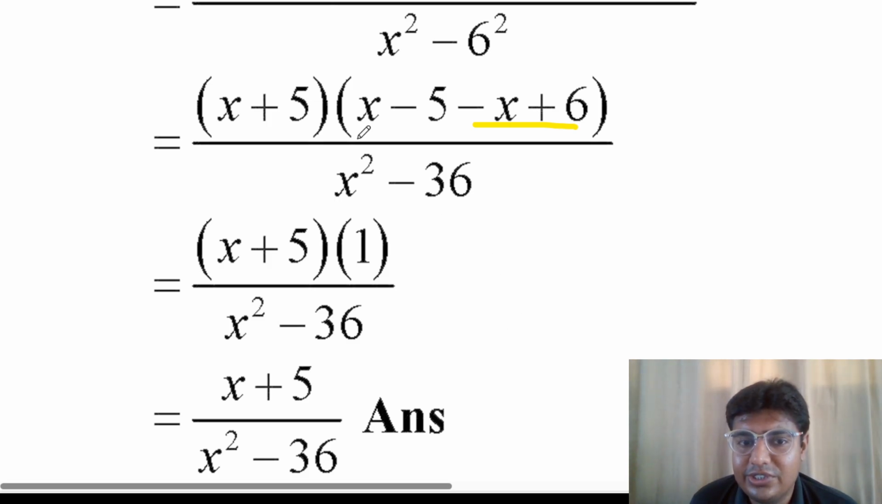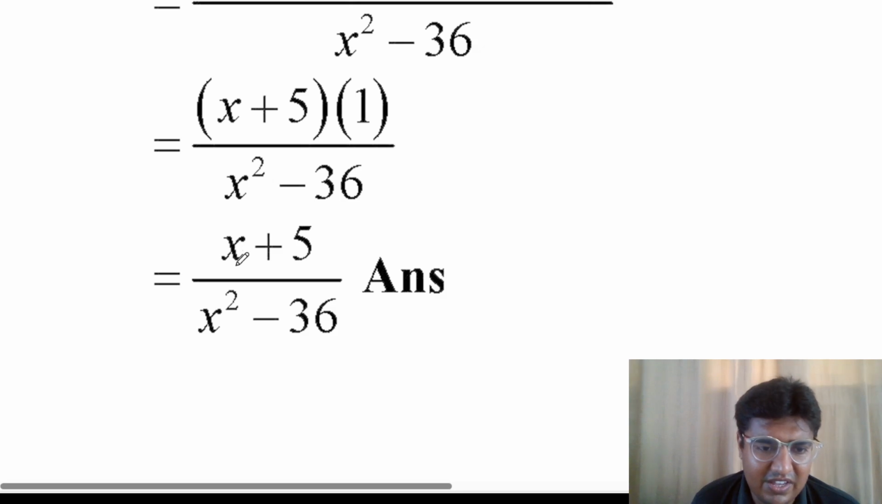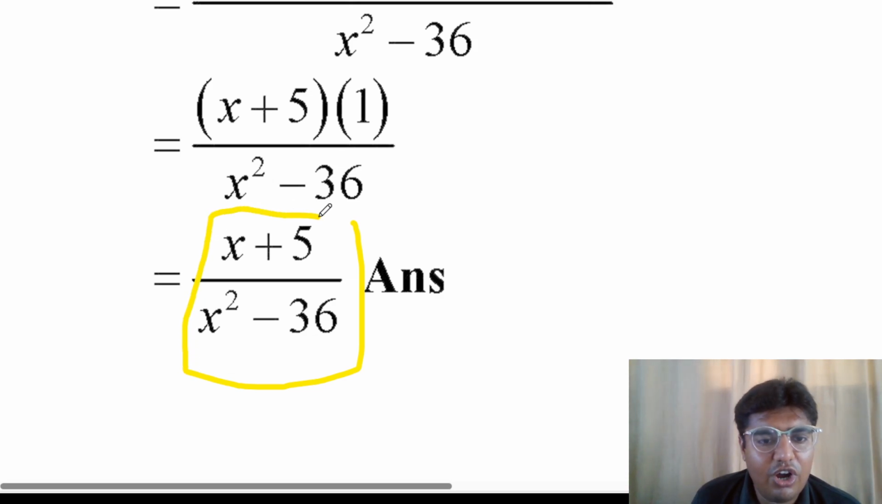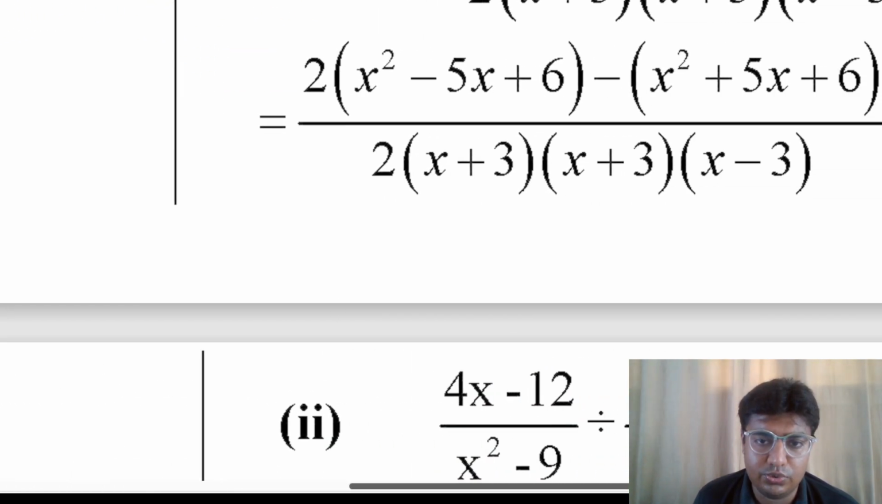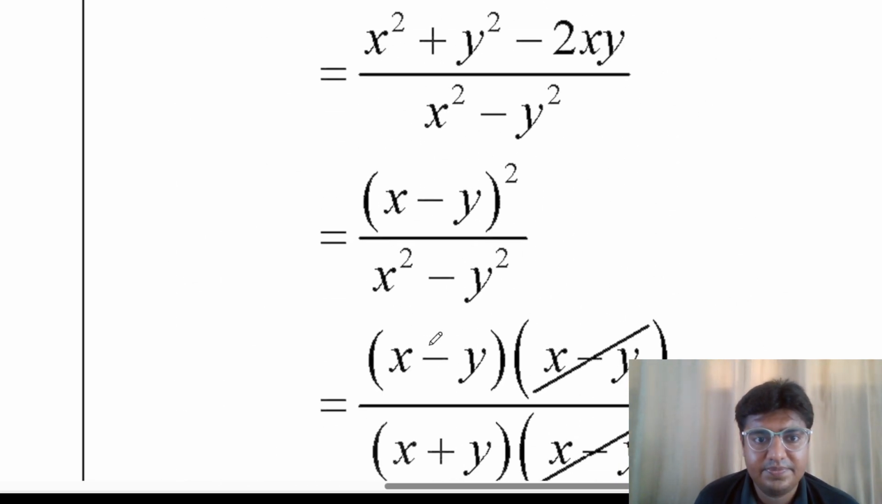And you know, cancellation. Plus x minus x. Minus 5 plus 6. Can I solve this? Yes. Minus plus minus, the sign of the greater number means positive 1. Positive 1 multiplied by this will give you the same x plus 5. You can write x plus 5 over x plus 6, x minus 6, or you can write x square minus 36. It totally depends on you. Okay, moving towards the next part.